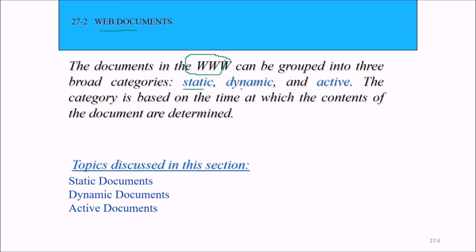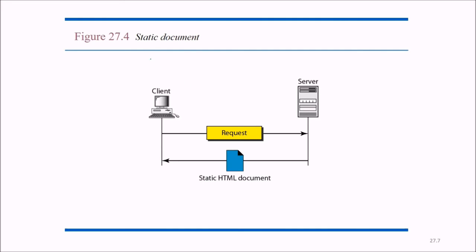It can be static, it can be dynamic, it can be active. And the category which we have made is entirely based on the time at which the contents of the documents are determined. So we'll see the static, dynamic, and active documents. This is a static document.